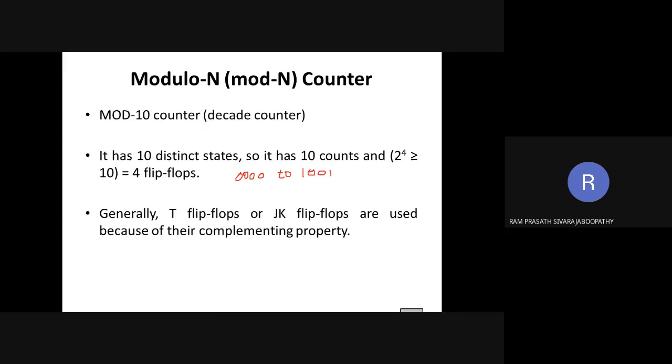That's all. Okay, here you have to note down one more thing. Generally, T flip-flops or JK flip-flops are used as they have the toggle property, not complementing property, toggle property.